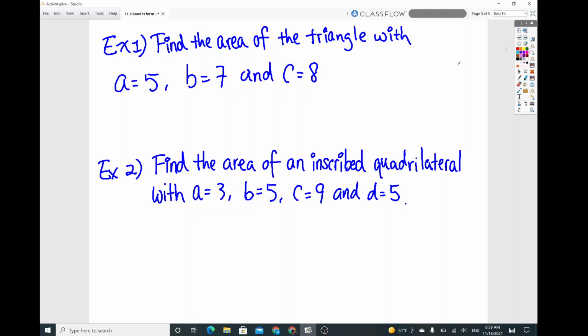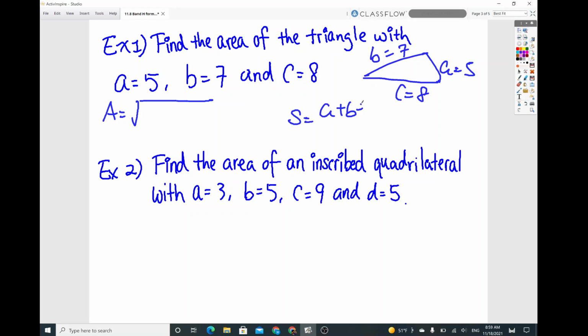Find the area of the triangle with A equals 5, B equals 7, C equals 8. Definitely we can apply Heron's formula. A is 5, the shortest leg, B the medium leg is 7, and the longest leg is 8. Using Heron's formula, we get the semi-perimeter first: A plus B plus C all over 2, so 5 plus 7 plus 8 all over 2. 5 plus 7 is 12, plus 8 is 20, over 2, so that's 10.